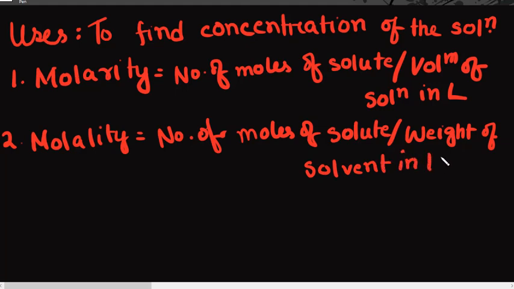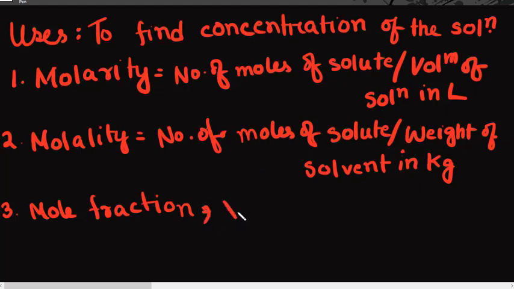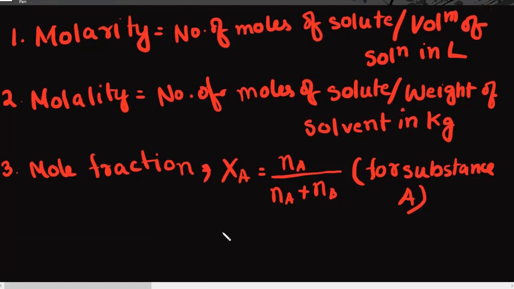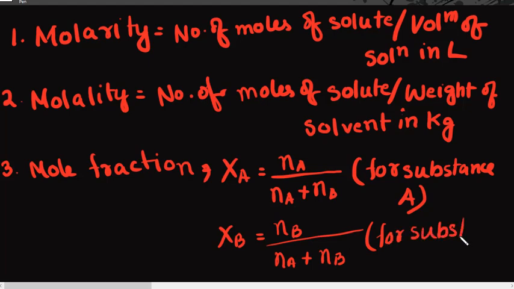And at last, mole fraction, which can be represented for two substances A and B. So mole fraction of A, Xa, is equal to Na divided by Na plus Nb for substance A, and Xb, that is the mole fraction of substance B, is equal to Nb divided by Na plus Nb. That is for the substance B.